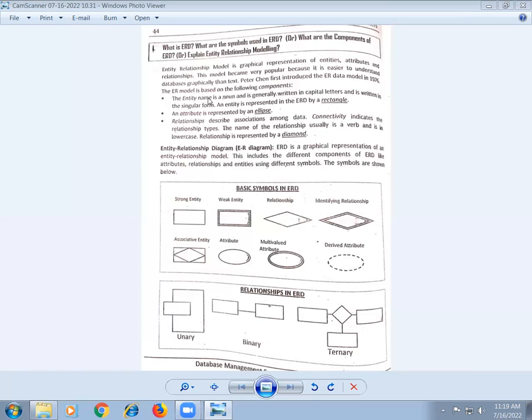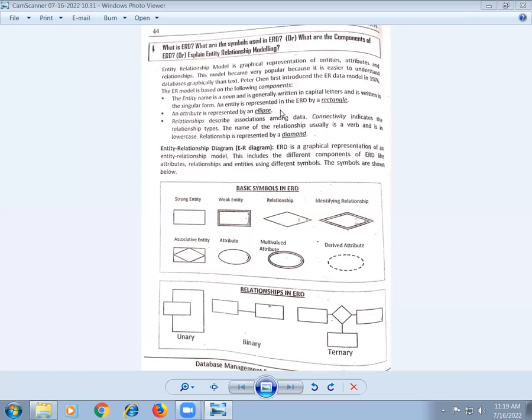The ER model is based on the following components. The first point: the entity name is a noun and is generally written in capital letters. That's mandatory; we need not write in small letters. Entities should always be written in capital letters, and in the singular form, not in the plural form.